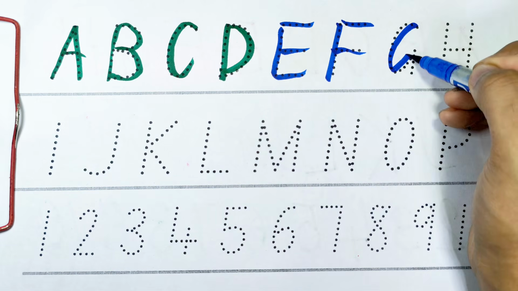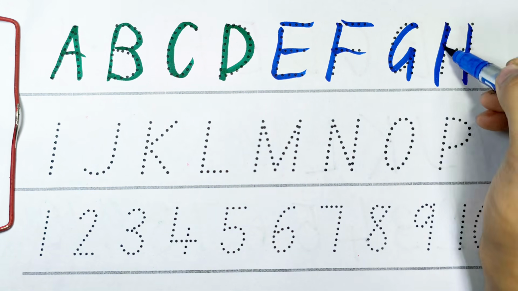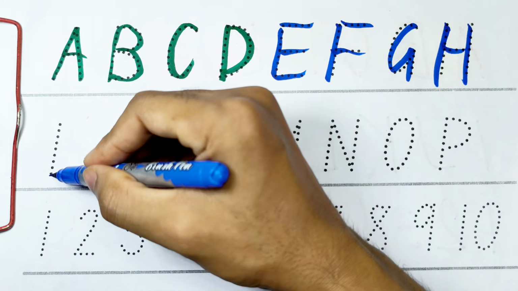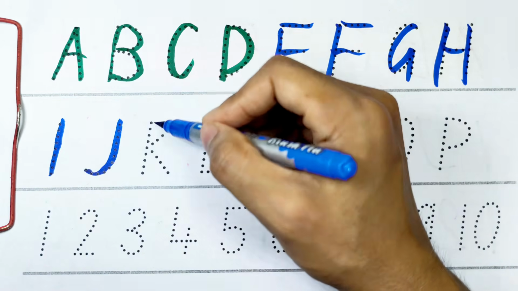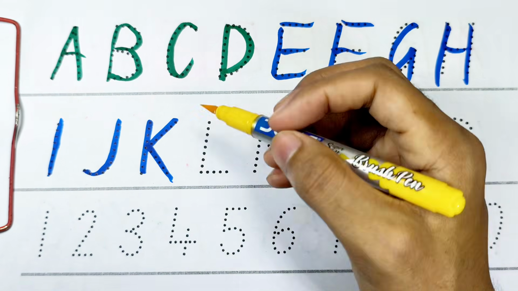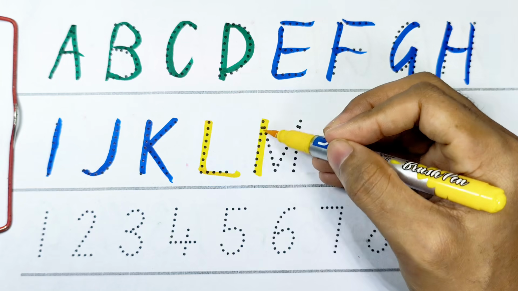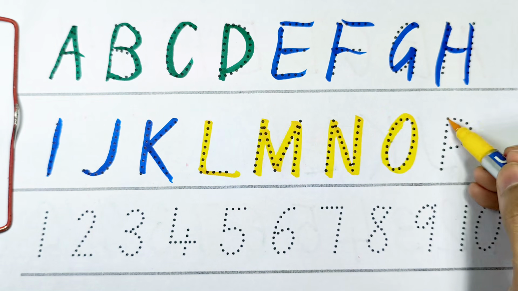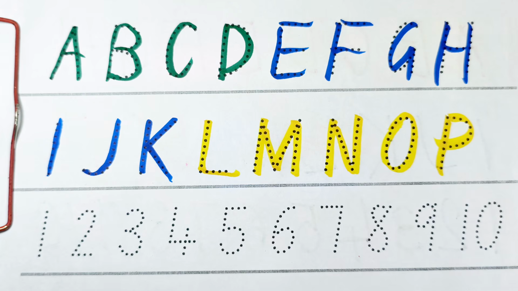F for fish, F for fan. G for God. The next one is H. H for hand. Now we're writing the alphabet of I. I for ice, I for ice cream. J. K. K for kite. Yes, yellow color. L for lion. M for moon. N for nose, N for nest. O for octopus. P for penguin.